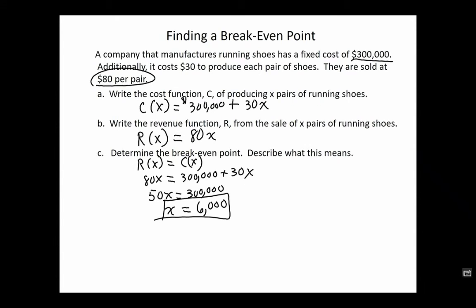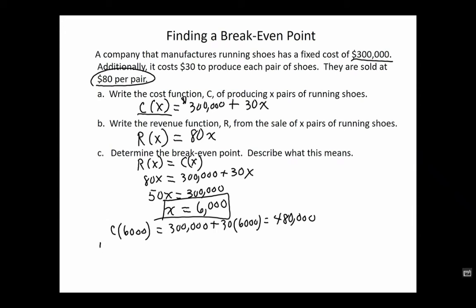All right, so 6,000 pairs of running shoes must be produced and sold in order to break even. If I now evaluate the cost function at 6,000, C of 6,000, what do we get? We get 300,000 plus 30 times 6,000, we get 480,000.